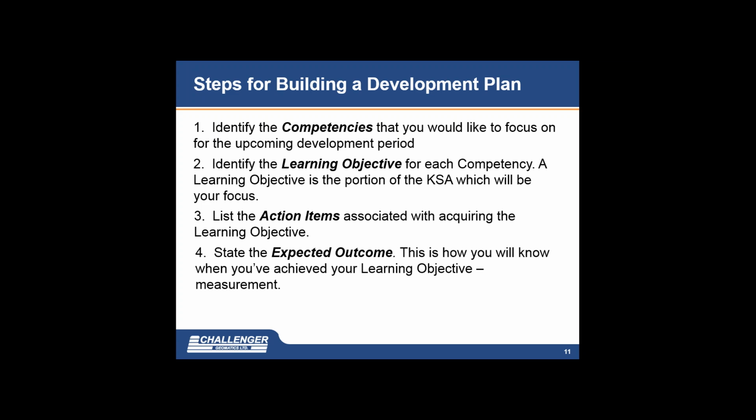And then state the expected outcome. Why we want to state what we're hoping to achieve is this is how we're going to measure whether or not this particular item on your plan got completed. By stating how we will know when you've achieved your learning objective, at the end of the year when we go to look at the completion of the training plan, we will know whether or not that item was in fact completed. So it helps us to give a measurement, and it helps us to measure the success of your development plan.